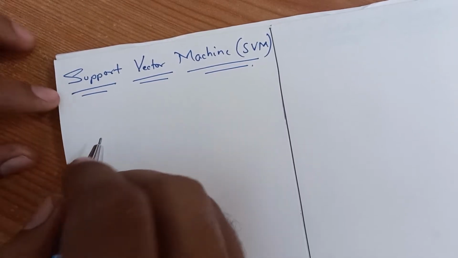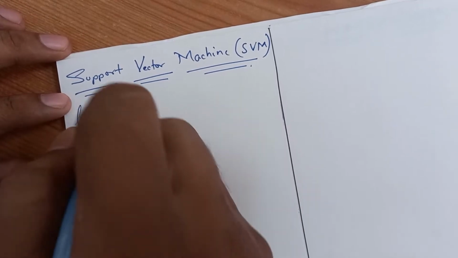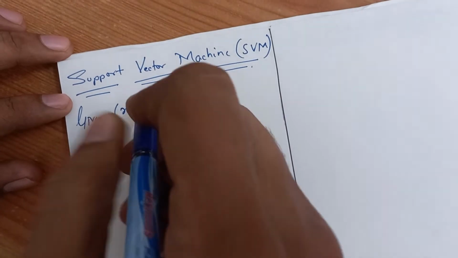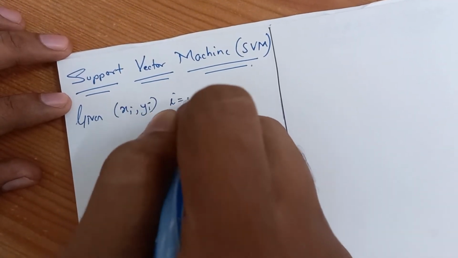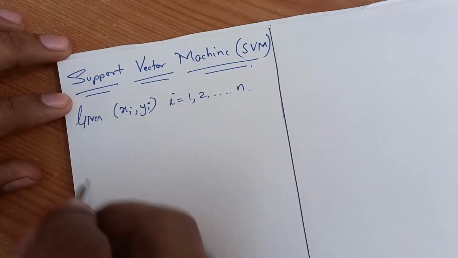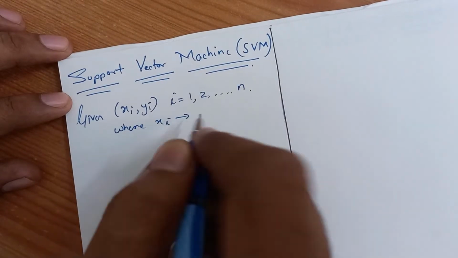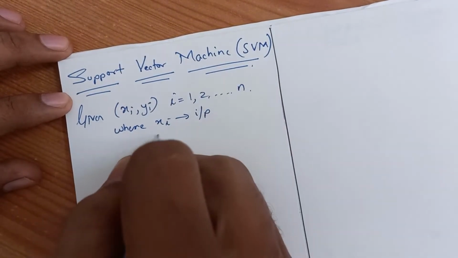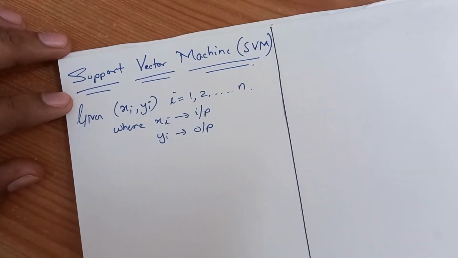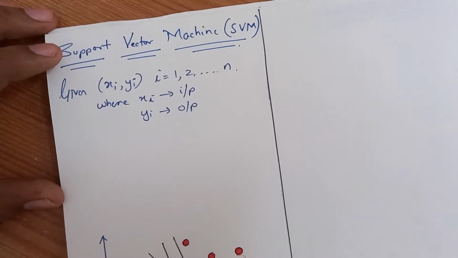So here in the support vector machine algorithm, first of all we have to consider what things are given. Suppose the data is given in the format of xi and yi, where i stands from 1 till n, where xi is input and yi is output. As I mentioned before, this algorithm follows the approach of linear regression.